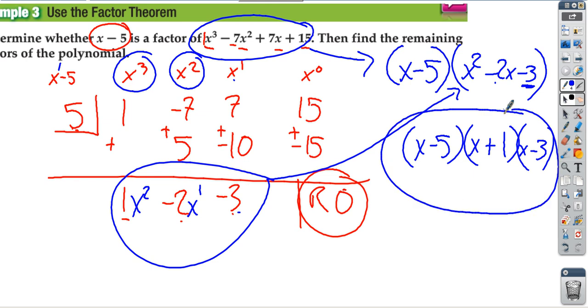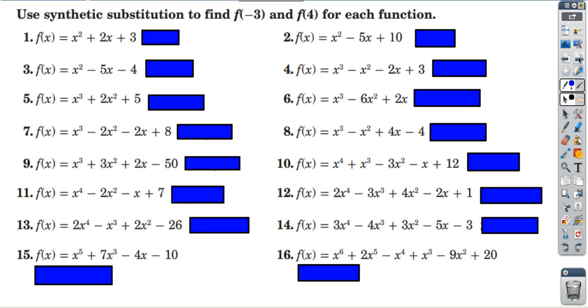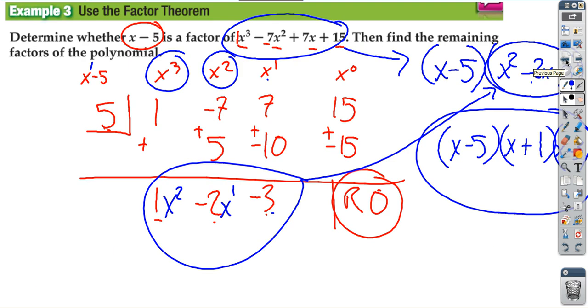So that's the factor theorem. It says if you do synthetic division getting a remainder of 0, you just found a factor of that original polynomial. And usually you're going to get a second degree polynomial where you can use the quadratic factoring that we've done earlier. Okay, so that's section 5.6 on the remainder theorem and the factor theorem.